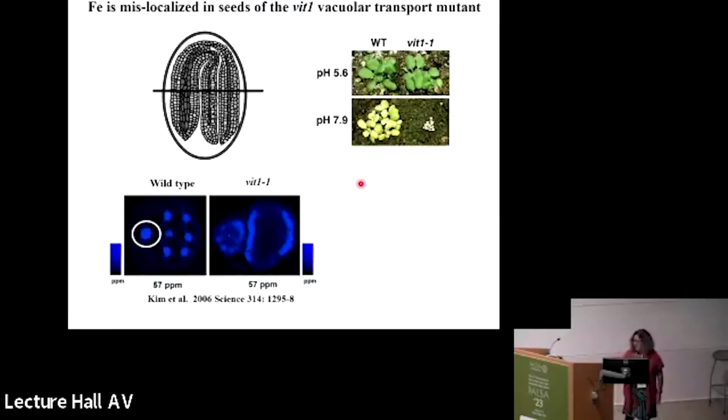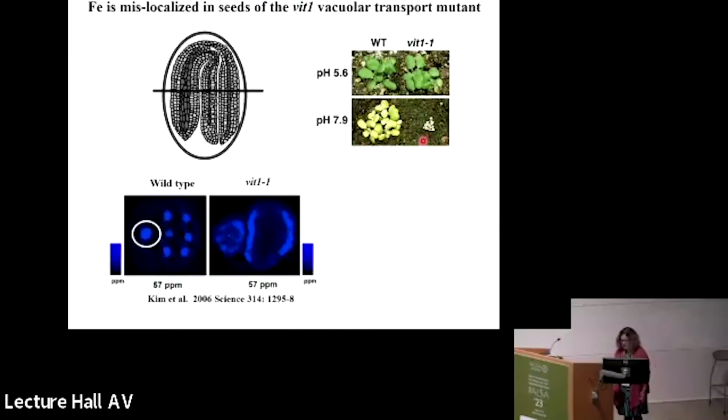Now, does it matter if you mislocalize your iron? Well, of course, the answer is yes. So here's Arabidopsis and our vacuolar transport mutant growing in normally a little acidic soil that Arabidopsis prefers. They look fine. If we raise the pH to make iron less soluble, now you can see wild type's unhappy. It looks chlorotic, but it's going to do okay. Whereas the VIT1 mutant simply germinates and dies.